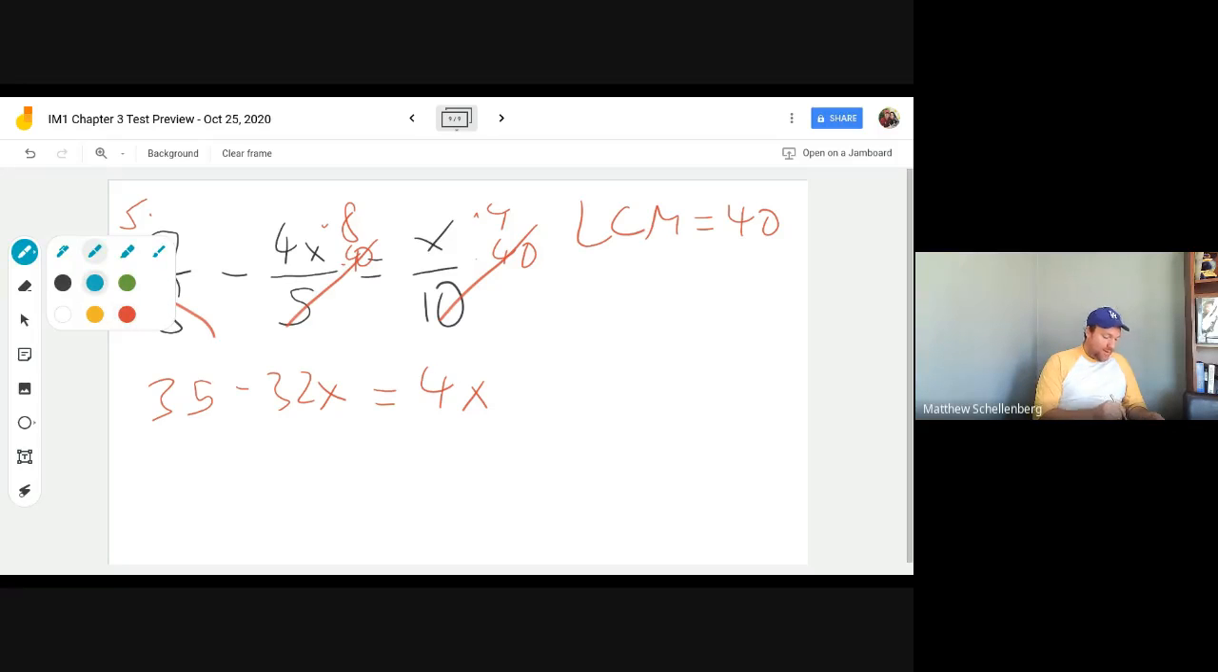And so now we don't have the fractions to distract us, and we can isolate x. And so I'm going to add 32x to both sides, just because I like to have my x positive. I don't like having a negative x if I can avoid it.